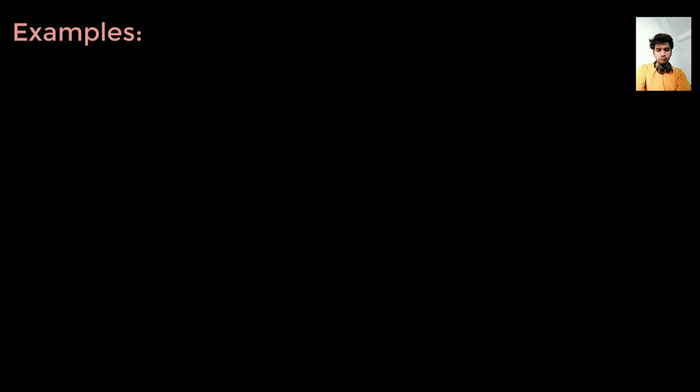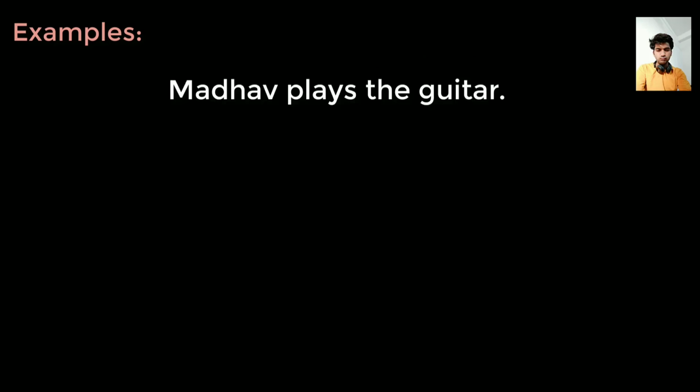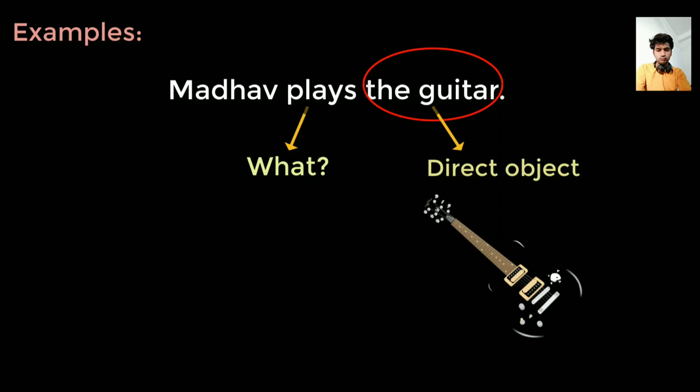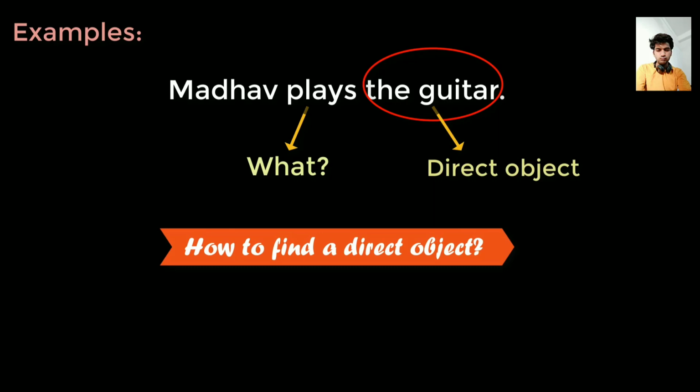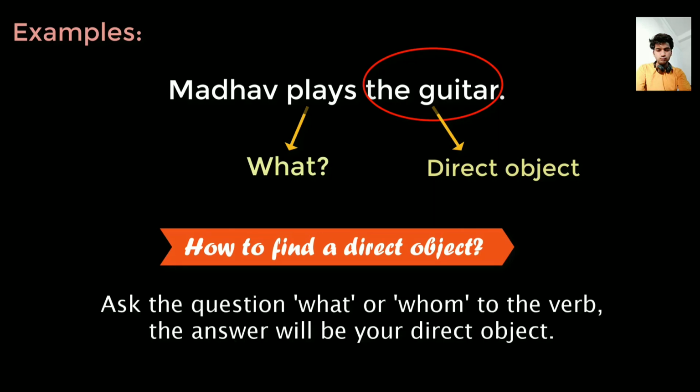Let's take one more example. Madhav plays the guitar. What does Madhav play? If you ask the question, you get your direct object, which is the guitar. That's how easy it is. Whenever you want to find a direct object, all you have to do is ask the question what or whom to the verb. Whatever the answer is, that is your direct object. Madhav plays what? The guitar.